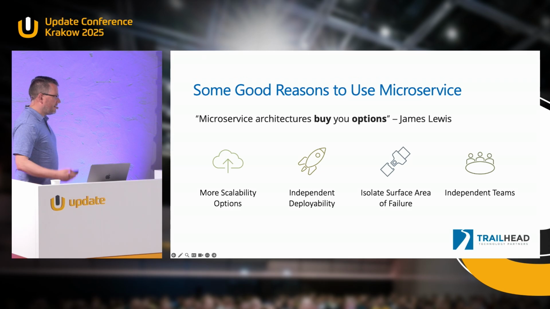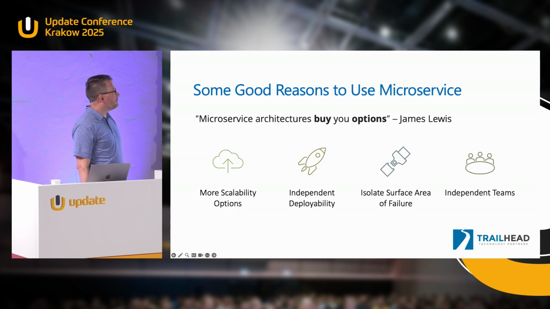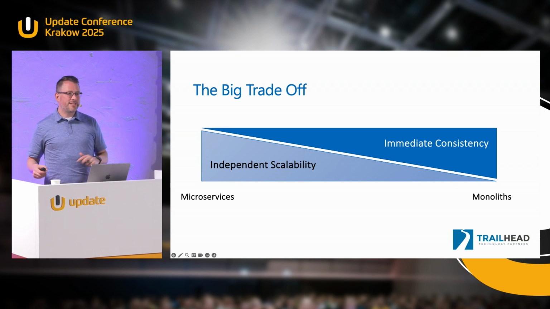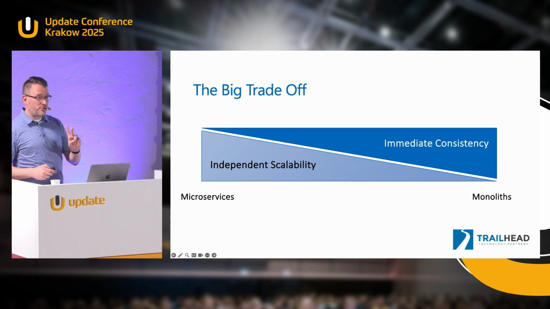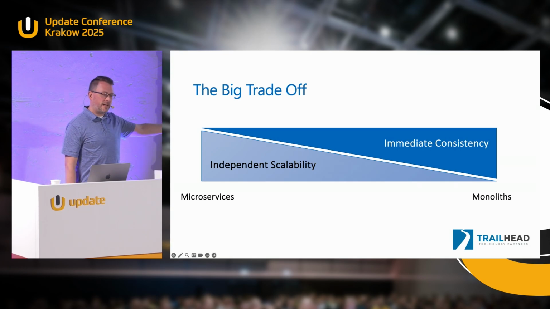Isolating surface area failure, I kind of mentioned an example of that already, and independent teams I talked about too. So if you only remember one thing in this talk, I'd like you to remember that monoliths don't have to be bad. But if you remember two, I'd like you to remember this slide right here: the trade-off you want to keep in mind, the "it depends" answer from any good engineer, is that if you go with microservices, you're going to get independent scalability and probably better high availability.